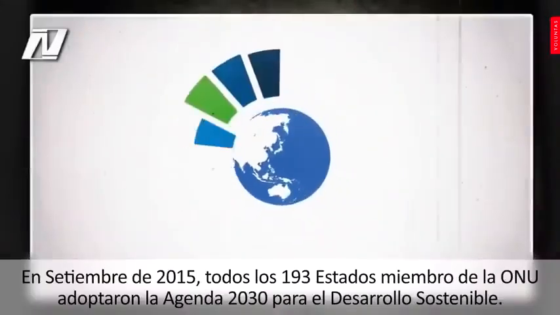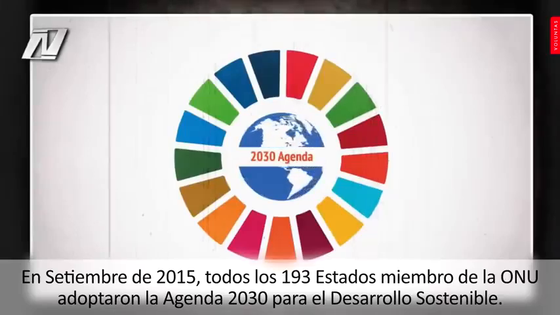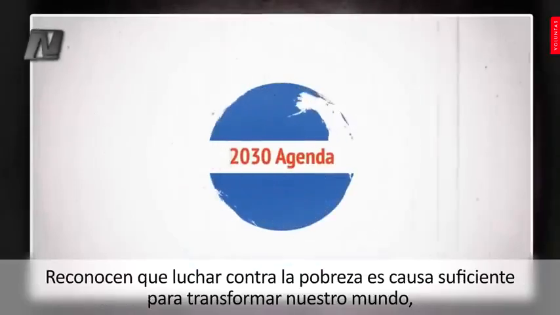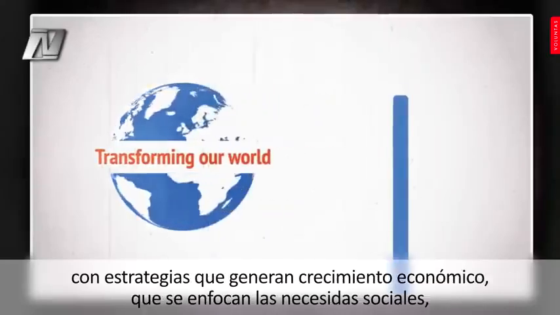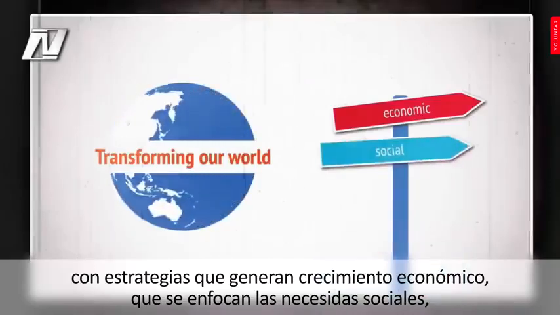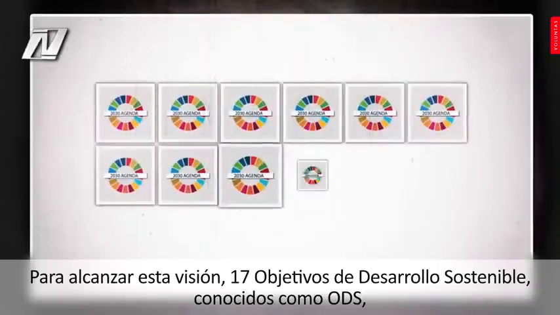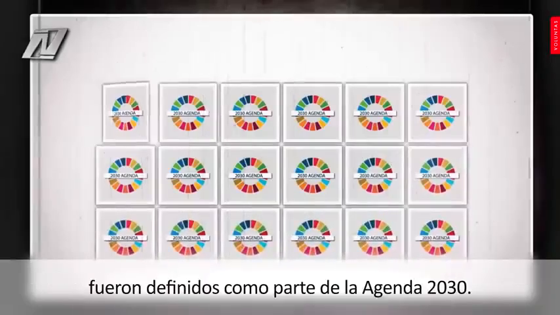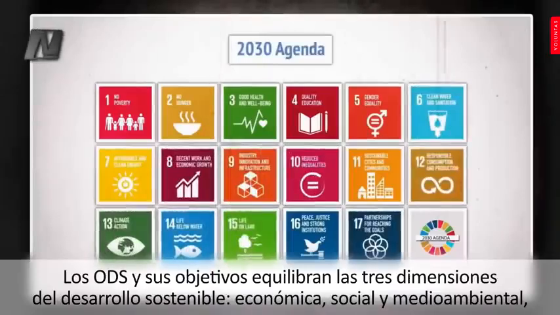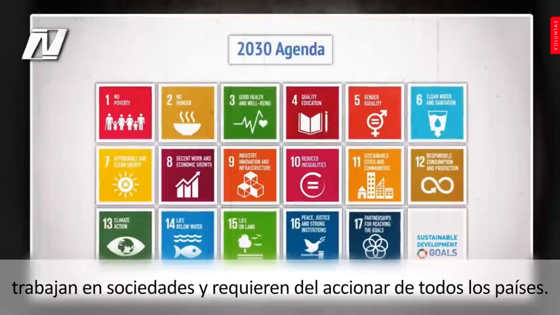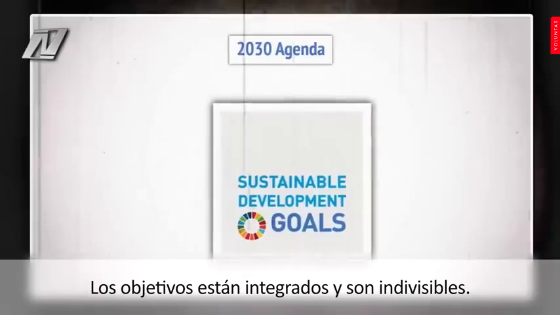In September 2015, all 193 UN member states adopted the 2030 Agenda for Sustainable Development. They recognize that ending poverty calls for transforming our world through strategies that build economic growth, address social needs, and ensure environmental protection. To achieve this vision, 17 Sustainable Development Goals, known as SDGs, were defined as part of the 2030 Agenda. The SDGs and their targets balance the three dimensions of sustainable development: economic, social, and environmental, working in partnerships and calling for action by all countries. The goals are integrated and indivisible.